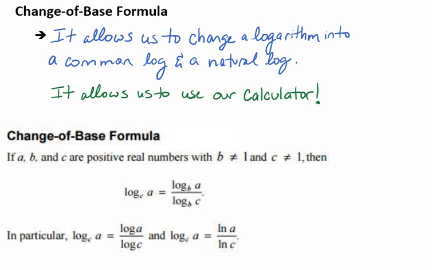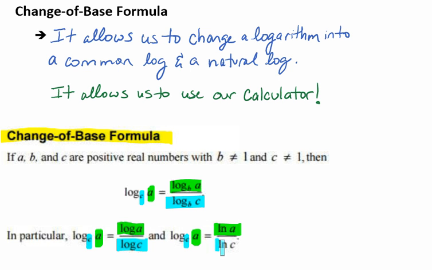So here's what the change of base formula says. If you have A, B, and C, and they're positive real numbers where B and C are not equal to 1, then you can say that the log base C of A can be rewritten as the log base B of A over the log base B of C. In particular, it allows us to take the log base C of A and rewrite it as the common log of A divided by the common log of C. And it also allows us to take that log base C of A and turn it into the natural log of A over the natural log of C.